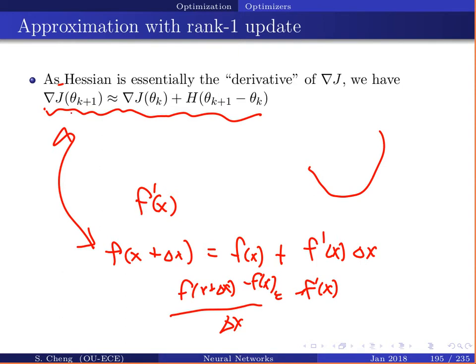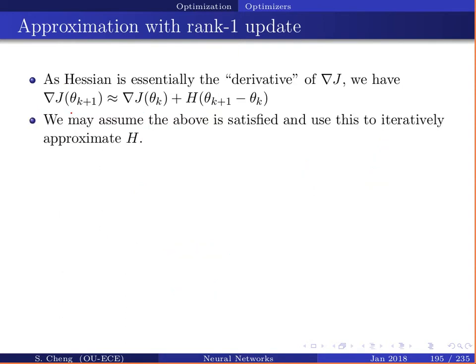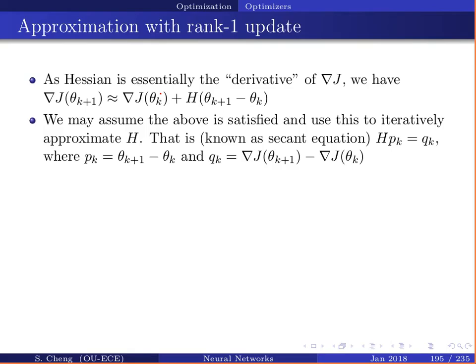So yes. Now the key idea is that I would just make it exact, and this is also known as the secant equation. That means I would have H multiplied by this, which I now represent as pk, equal to qk, which is the gradient at theta k plus 1 minus the gradient at theta k.